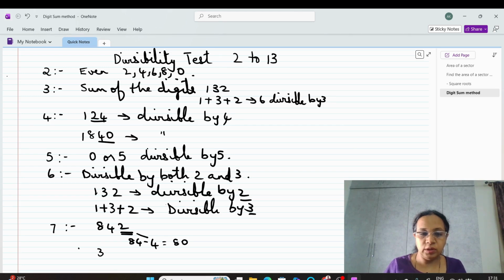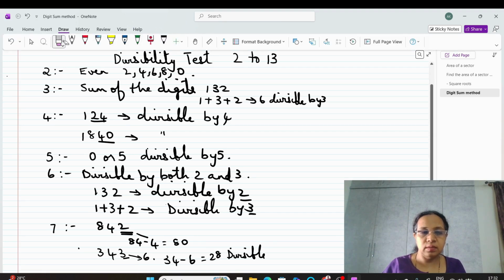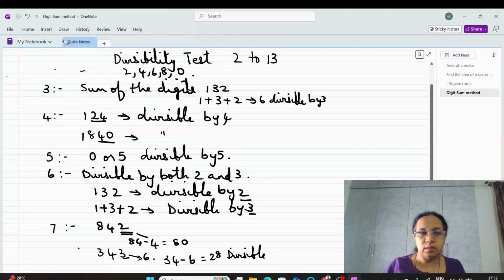Suppose we have 343. We double the last digit. 3 multiplied by 2 is 6. 34 minus 6 is 28, which is divisible by 7. Let's look at the remaining divisibility tests.